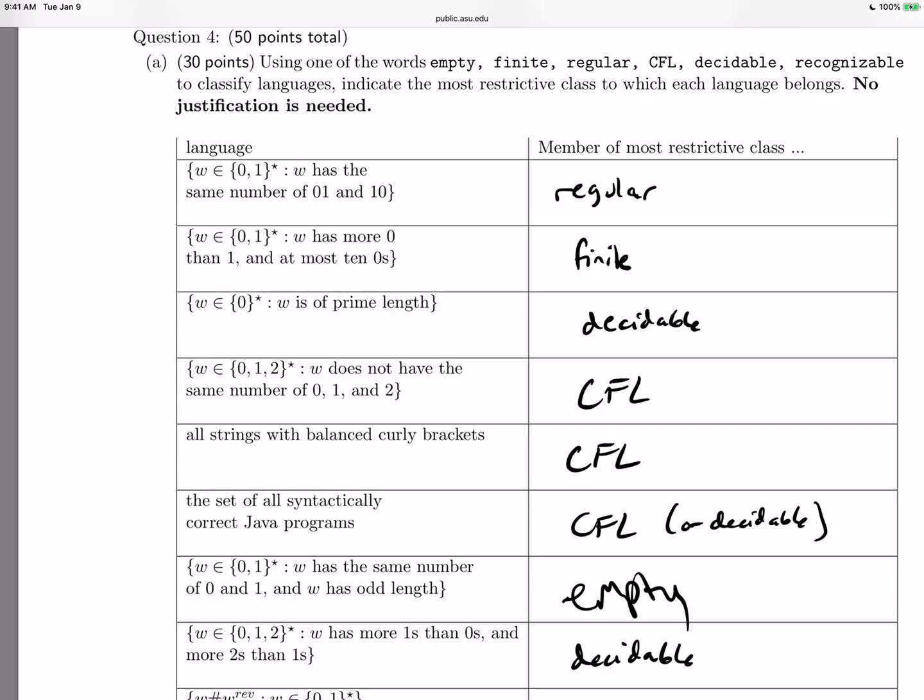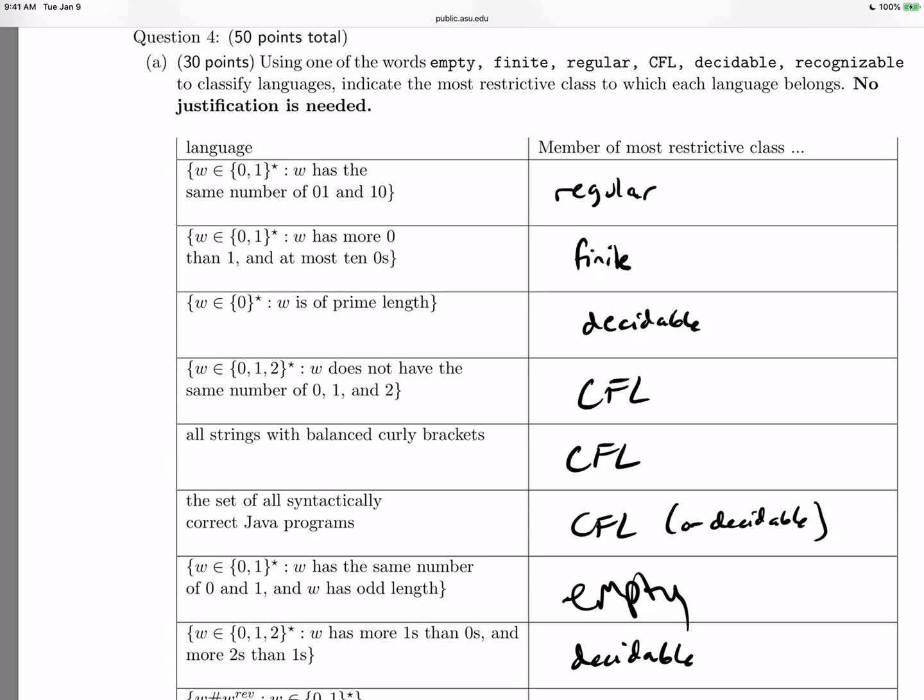Okay, so the prime length one, we showed in class that it was not context-free. But can I show it's decidable? Can you write a program that always halts, maybe takes a long time, to check whether a number is prime or not? Yeah, I'm sure you've done that at some point.